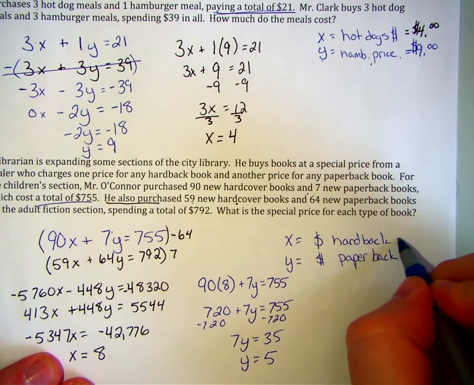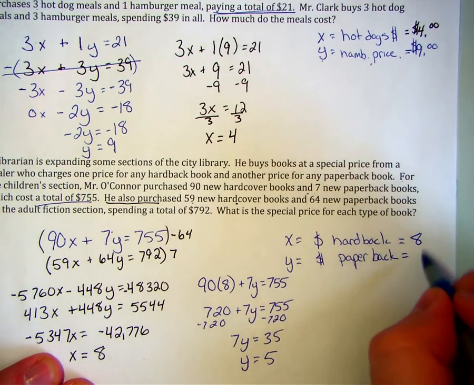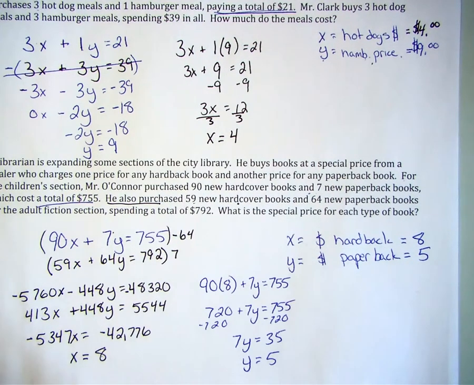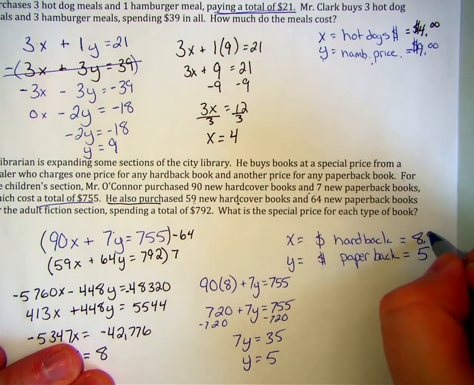The number of hardback books, our x value, is 8. The number of paperback books, our y value, is 5. Oh, sorry, those are the costs. We already knew the number of them. They're $8 and $5.